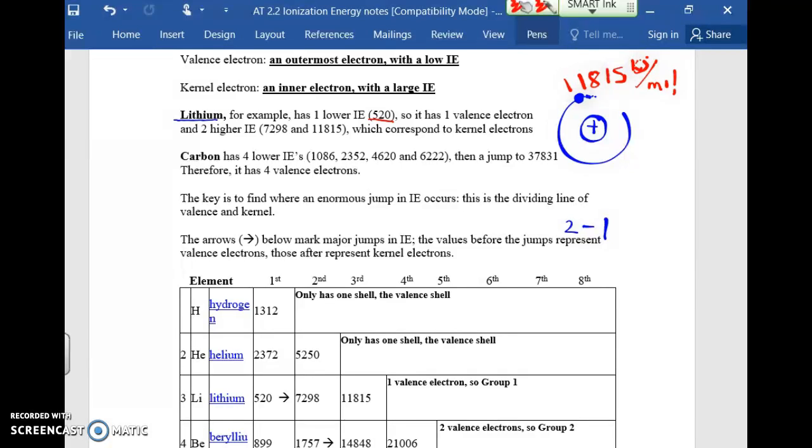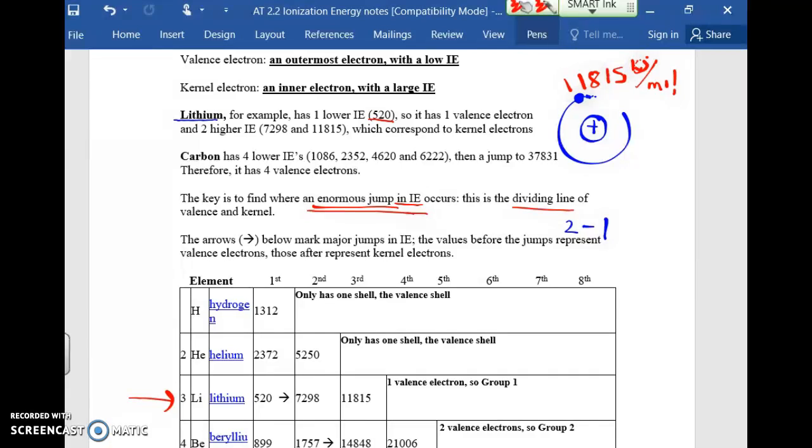Well, what we want to be able to do here is this is our task. If I give you all of the ionization energies for a given element, the place where you see an enormous jump in ionization energy is the dividing line that separates the valence electrons from the kernel electrons. So let's take lithium, because we just spoke about it.